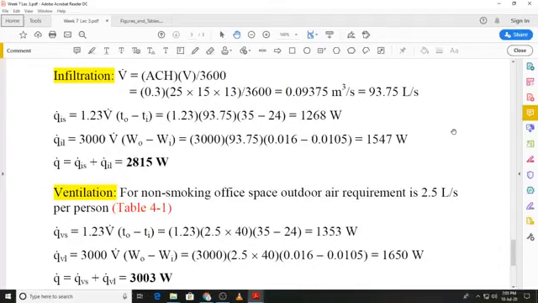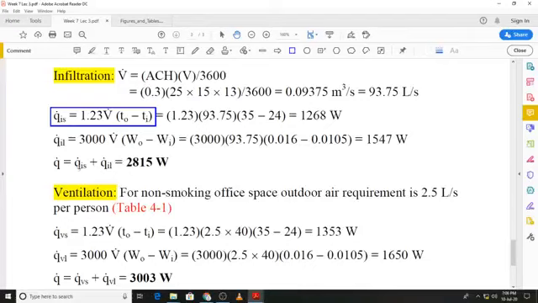Then we calculate the infiltration load. Again, that has two components, the sensible and the latent components. The formulas are given to you. You can see over here, that is the sensible load due to infiltration, and T0 minus Ti is the temperature difference between the outside and inside design conditions. That gives us a value of 1268 watts.